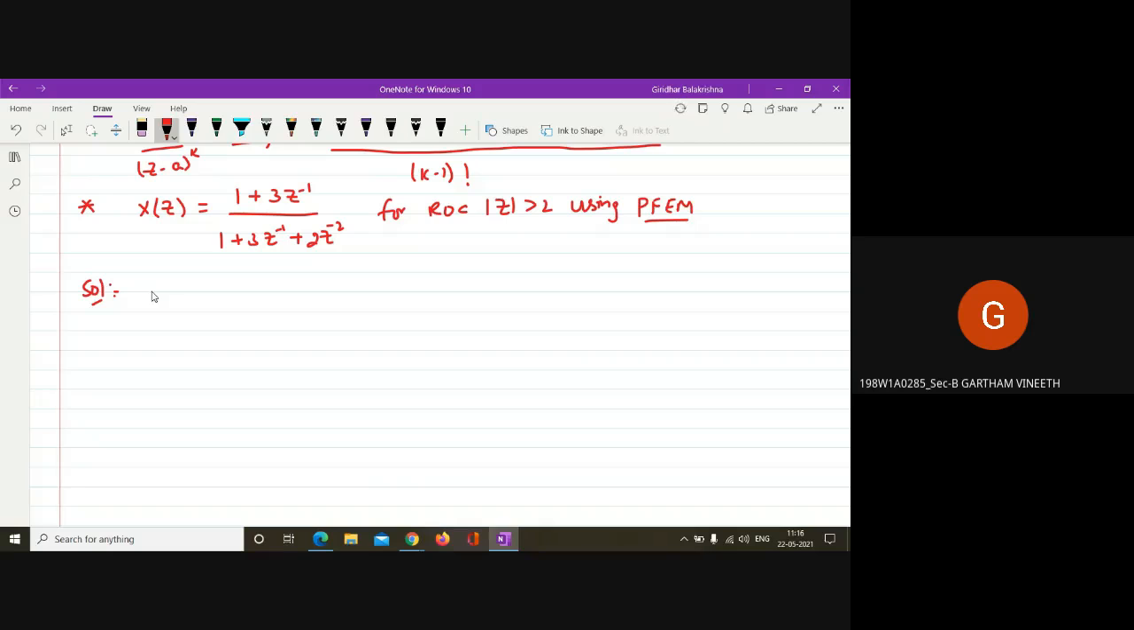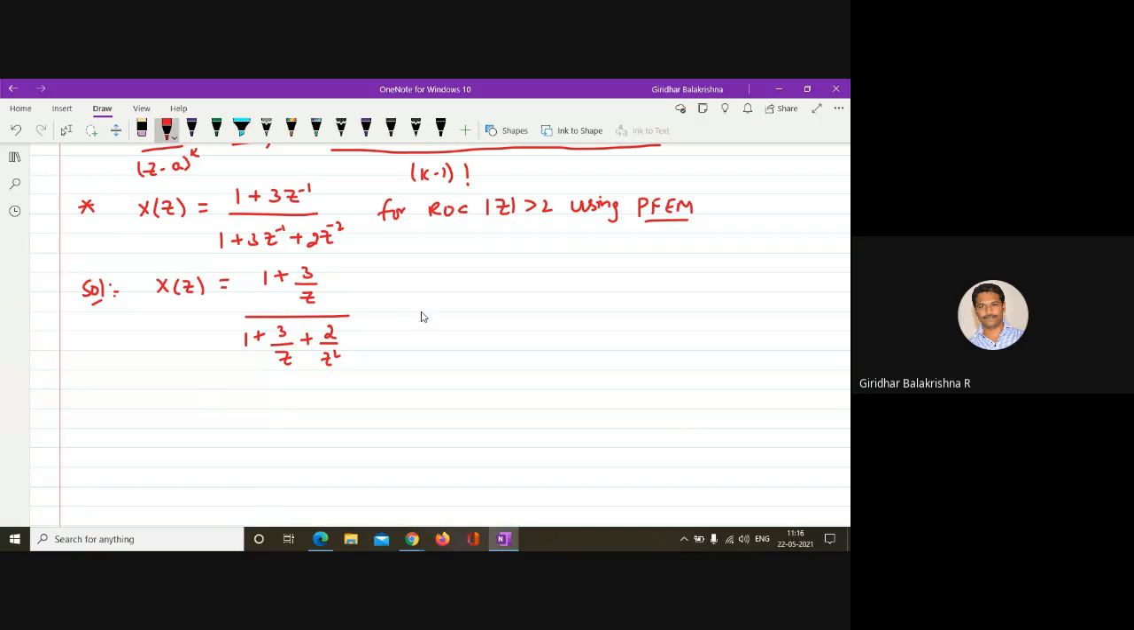The terms should be in power of z. So the given problem should be in the form of z, such that 1 plus 3 z inverse can be represented as 1 by z, therefore it is 3 by z. Z power minus 2 can be represented as 1 by z square. Solve this one and tell me the expression.